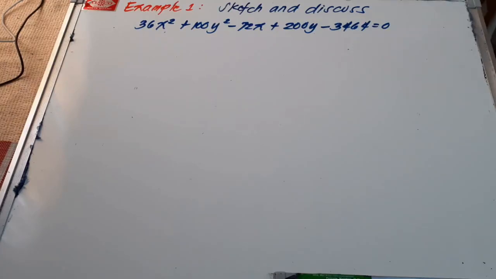Example number 1 is about the equation of an ellipse in general form wherein the major axis is parallel to the x-axis, and the second example will be the equation of an ellipse in general form wherein the major axis is parallel to the y-axis. And the third example is about determining the equation of an ellipse given some conditions.